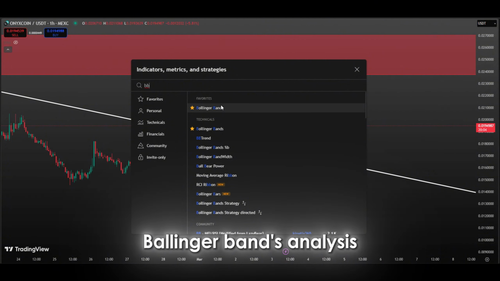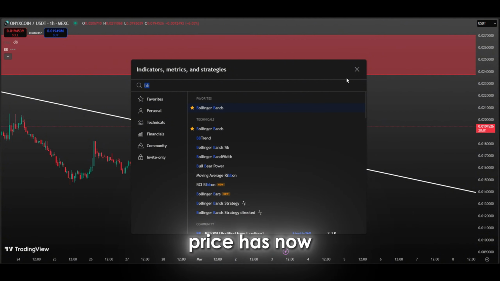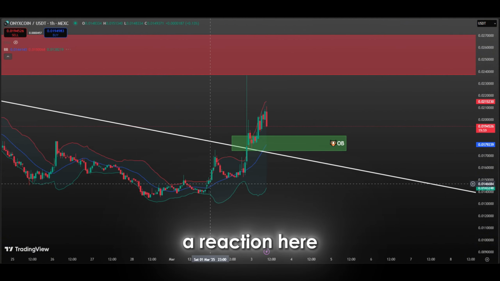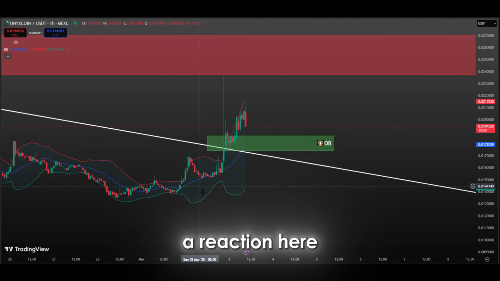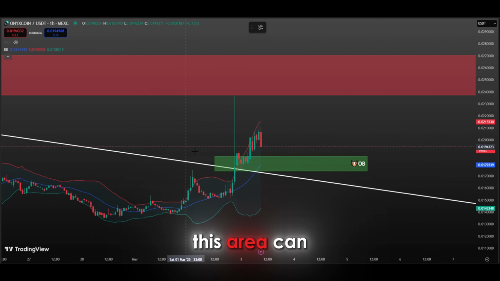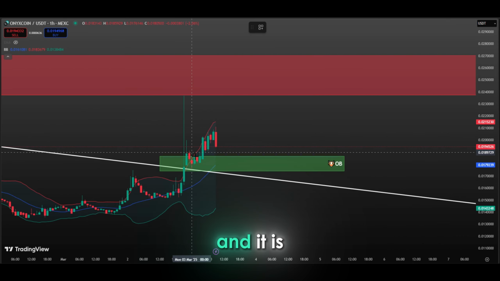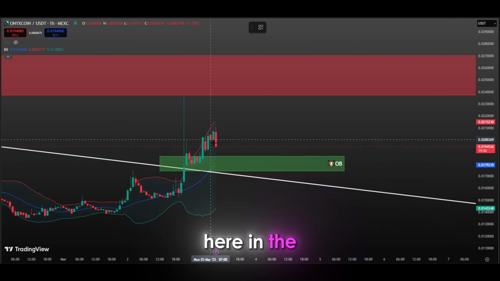Looking at the Bollinger Bands analysis, we see that price has now reached the upper band and is getting a reaction here. Bollinger Bands are an important volatility indicator used to understand whether price is in overbought or oversold zones. Usually when price reaches the upper band, this area can act as a resistance, and it is possible to encounter some selling pressure here. In the current movements, the fact that the price has moved up to the upper band suggests that there is strong momentum in the market.